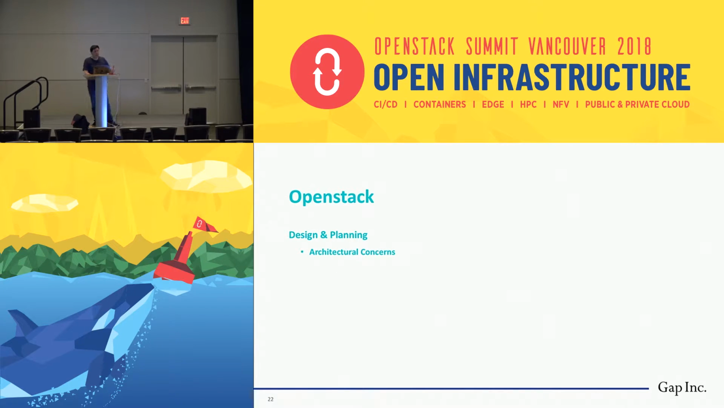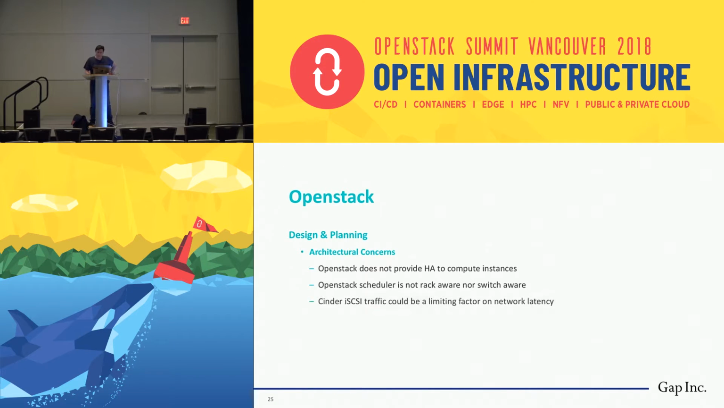So the architectural concerns that we had to deal with were that OpenStack doesn't provide HA to compute instances like vMotion does, right? So how do we plan around that lack? Also, our OpenStack scheduler is pretty much round robin, right? I mean, it does pick the least loaded system, but it's not really rack aware. It's not switch aware. We didn't want to end up with too much on a single switch, too much in a single rack if we lose the rack. So we wanted to plan around that.